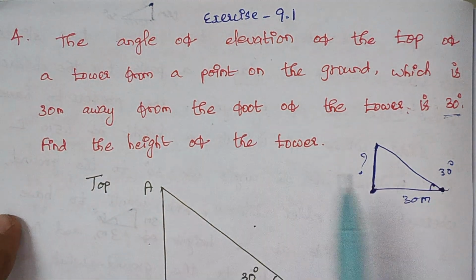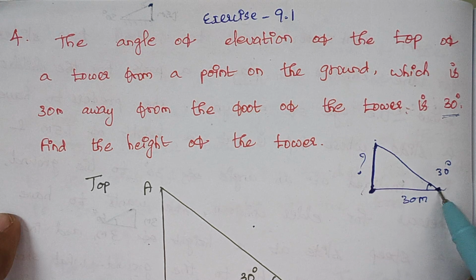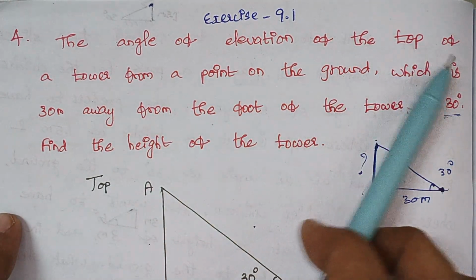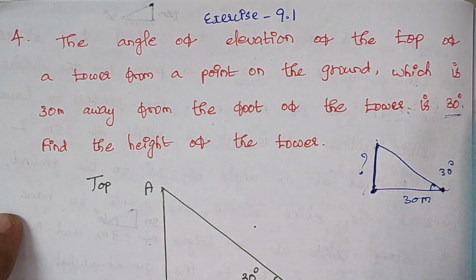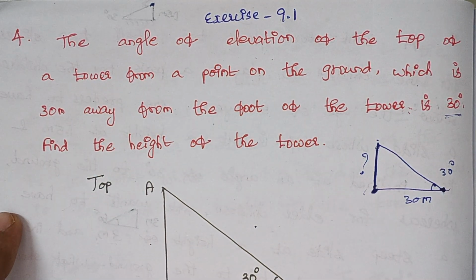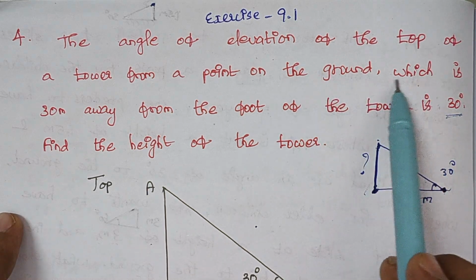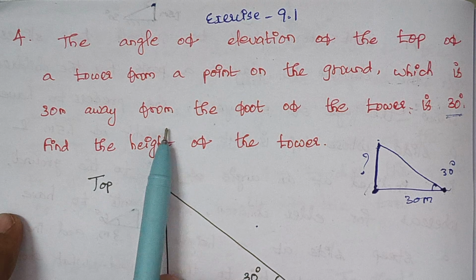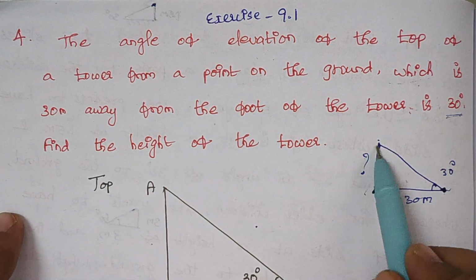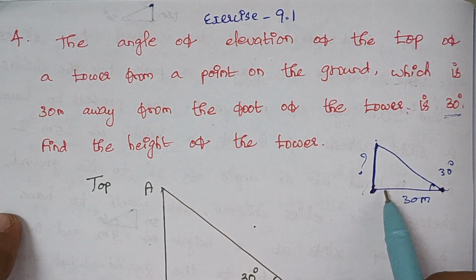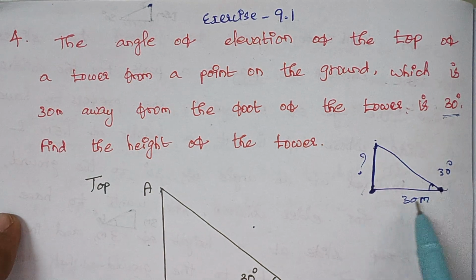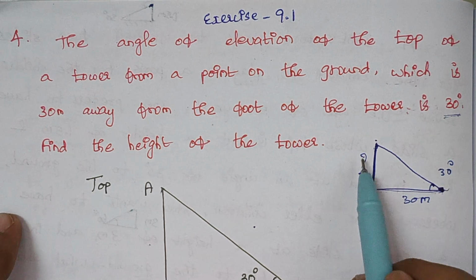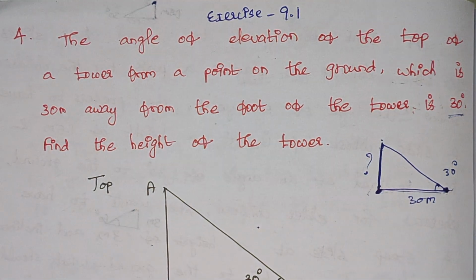So here, you see there is a tower and there is a point on the ground. The angle of elevation of the top of the tower from a point on the ground is 30 degrees. What do you mean by "which" here? The point is 30 meters away from the foot of the tower. So this is your tower and this is your foot, and this point on the ground is 30 meters away from the foot of the tower. We have to find the height of the tower here.